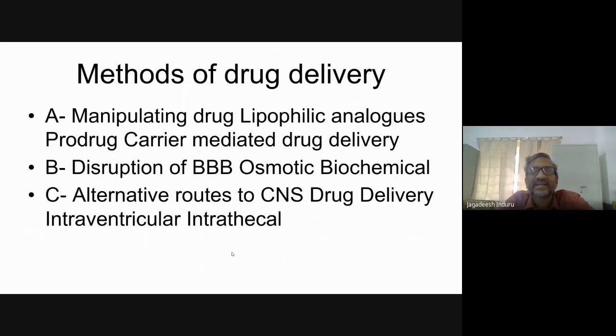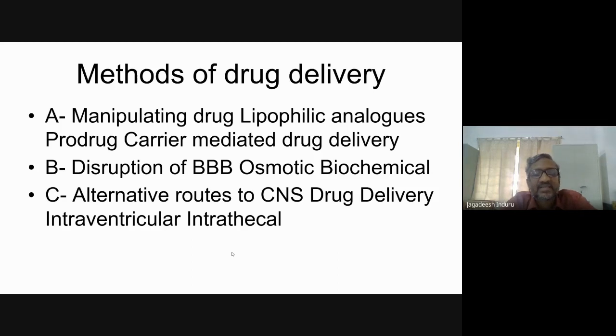One is manipulating the drug: lipophilic analogs and prodrug carriers. Instead of giving a drug, we convert it to a prodrug so that it has a better affinity to the particular receptor, or a better permeability index, so that we have targeting potential and retention potential. So this is one mechanism.